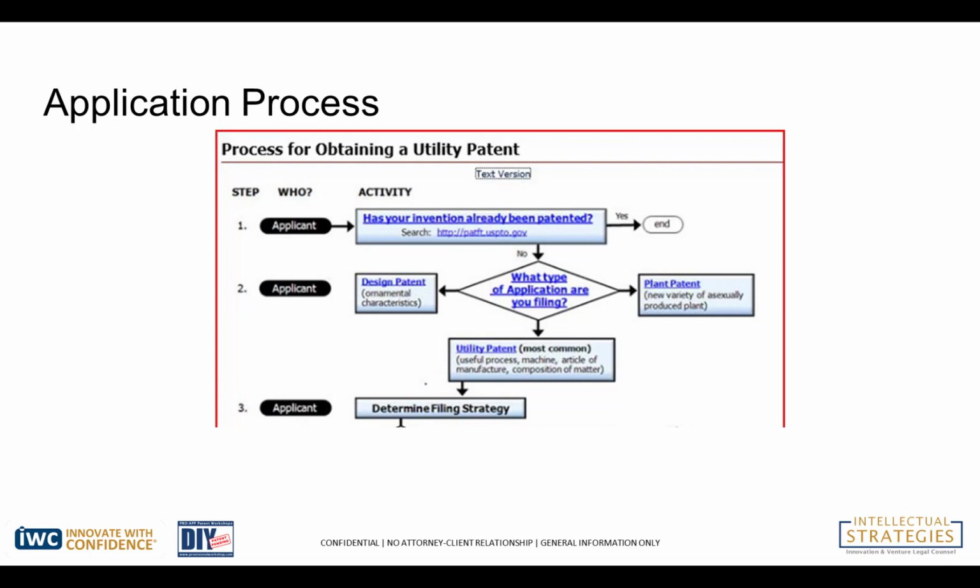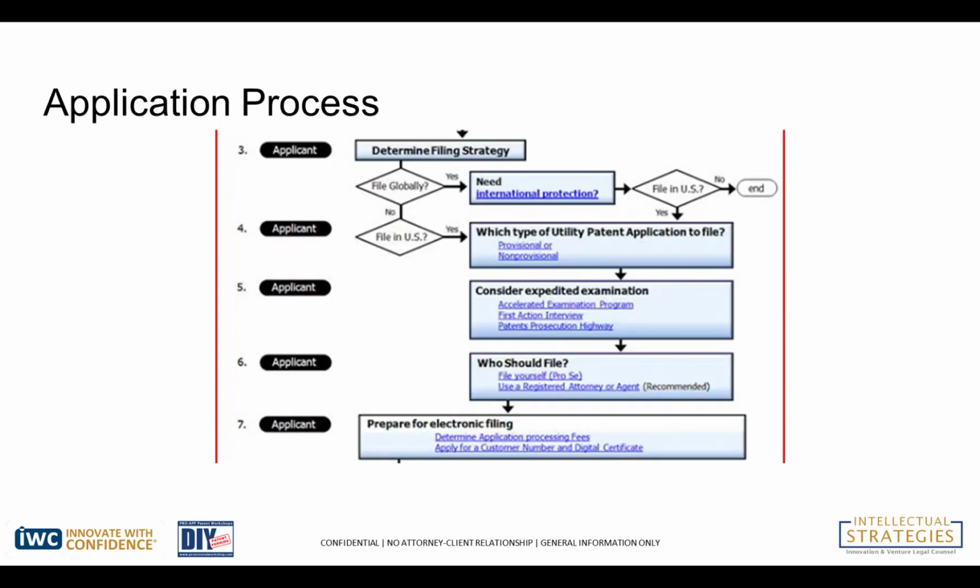So once you decide you want to file a utility patent application, the Patent Office suggests that you determine your filing strategy. What they really mean by that is, are you going to file just in the US, or are you going to file globally? Where exactly do you want to get protection for your invention? Now, this isn't something we've gone over before in our modules, but we're going to go through a little bit of detail on this in Module 4, just to give you a heads up when you get started looking at your non-provisional patent application process.